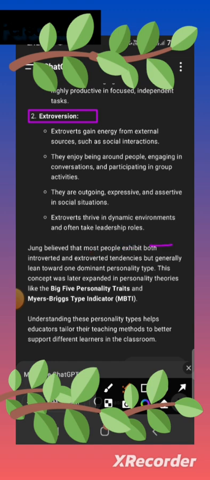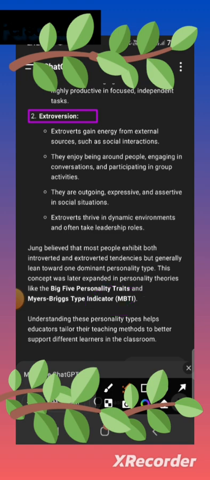Jung believed that most people exhibit both introverted and extroverted tendencies but generally lean toward one dominant personality type. This concept was later expanded in personality theories like the Big Five personality traits and the Myers-Briggs Type Indicator.